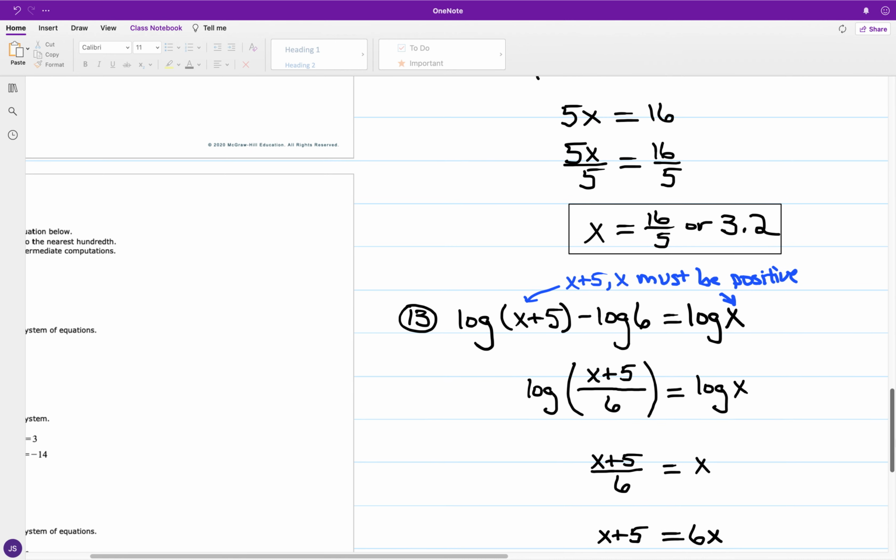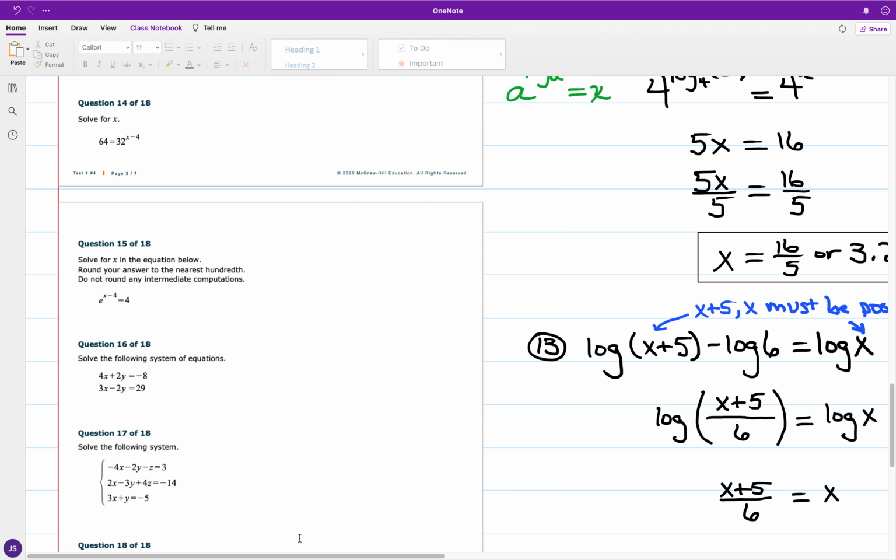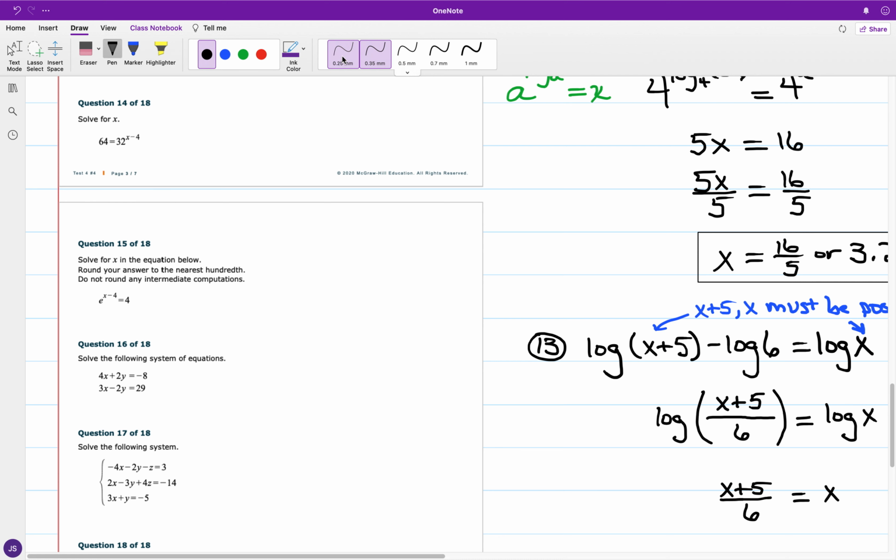Alright, now in the case of number 14, this time we have an exponential equation that shares a common base, and you can treat what we have in 14 as an equation that has a common base, or it could be treated as if there were no common base. So you can apply either treatment. Now, in 14 we have 64 is equal to 32 raised to the x minus 4 power.